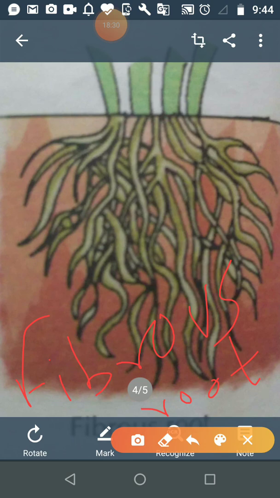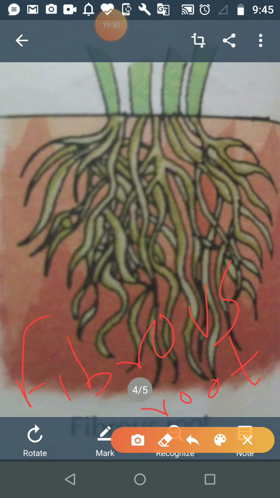Now in a fibrous root, what happens? It consists of many roots. Here not a single root is the main one. It consists of many roots that grow from the end of the stem. What does it mean? It means that in a fibrous root we do not have a main root. From the stem many roots are growing.